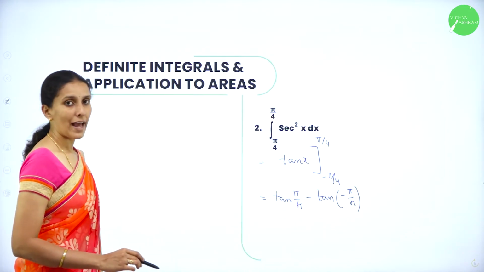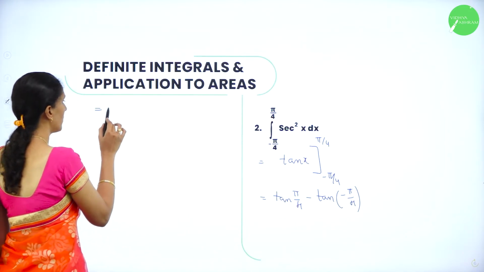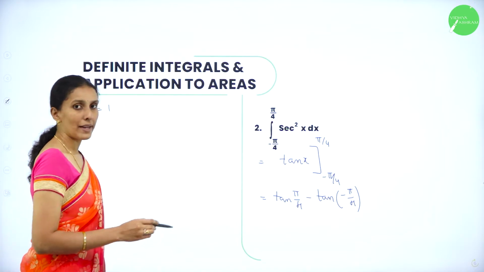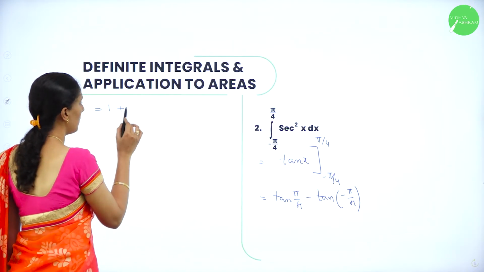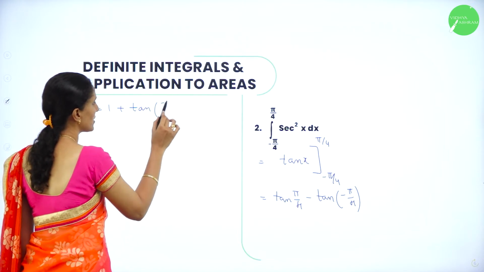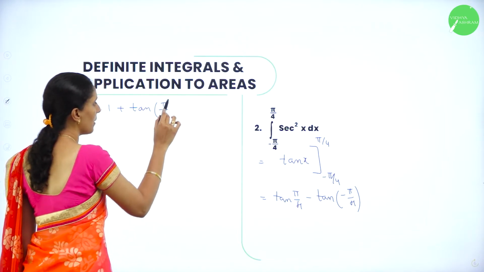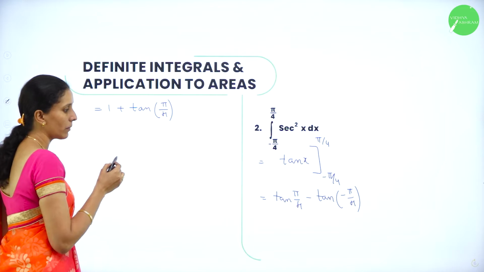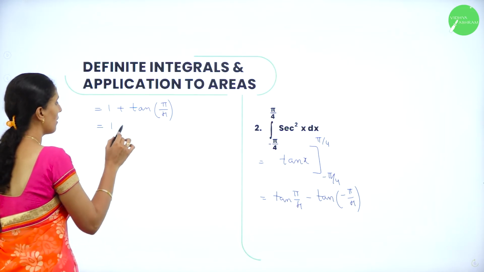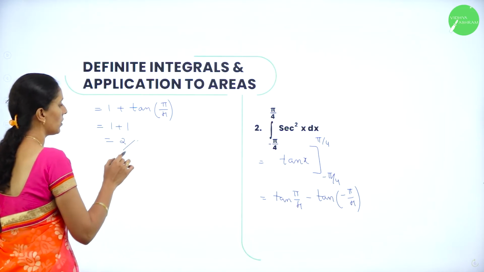So what is the value of tan pi by 4? It is 1. Tan of minus pi by 4 can be written as minus tan pi by 4, because tan of minus x can be written as minus tan x. So again 1 plus 1, the value is equal to 2.